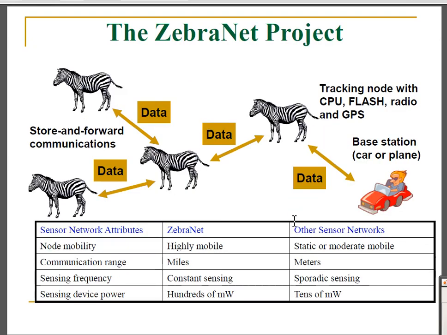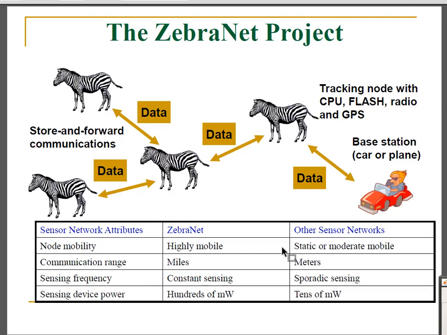All right, excuse me. So this project, they call it the ZebraNet project. As you can see, they put the sensor on the zebras, and then the data collected from one zebra, in some cases, would be forwarded to another zebra, and from that to another one, and then finally reach the base station.